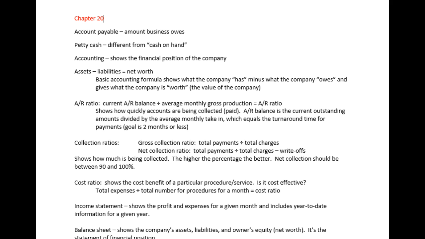Cost ratio is showing the benefit of a particular procedure or service that the company offers. So it's showing them if it's cost effective for them to offer that. There's no sense in offering this procedure where you only do one a month and it doesn't pay for itself. The goal for companies or clinics is obviously to make a profit. So if they're not making a profit, they need to figure out either that they need to get rid of it or they need to figure out a way to make it more cost effective. So the total expenses divided by the total number of procedures for the month give you that cost ratio. So it's telling you if that procedure is cost effective.